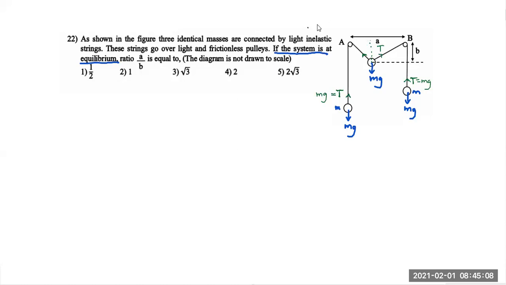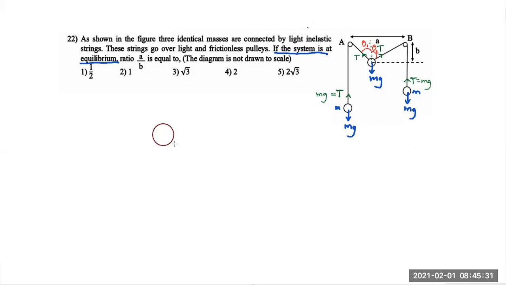So I'll mark the angles as theta 1 and theta 2 here. Let's take this angle as theta 1 for the time being, and this angle as theta 2. So this is the setup. Since this is a bit congested here, I'll draw that again down separately.